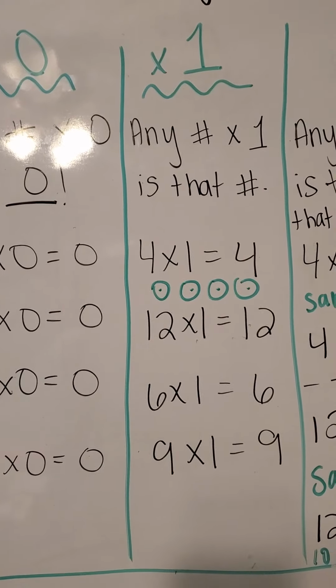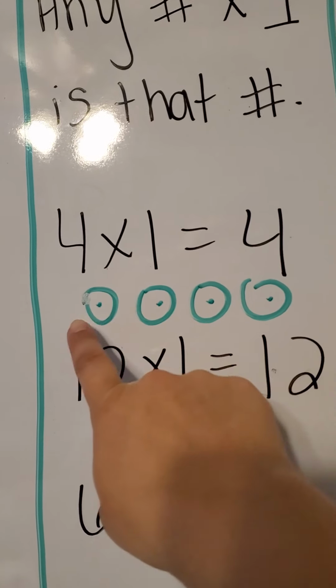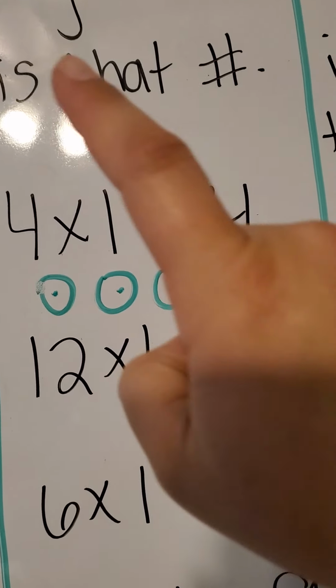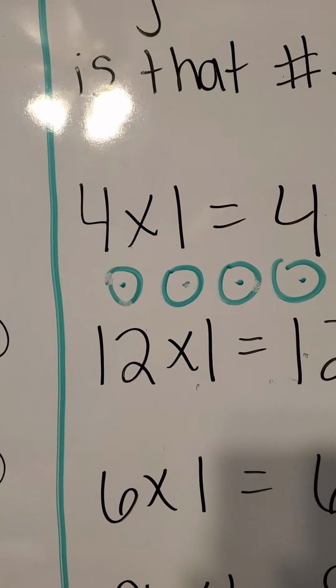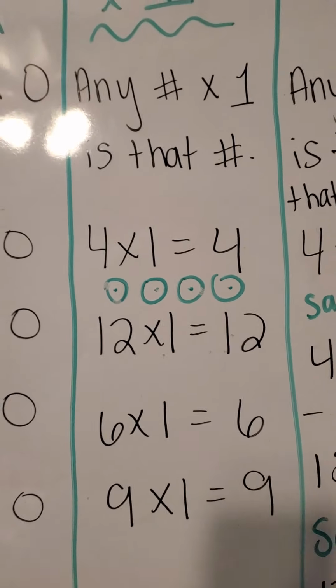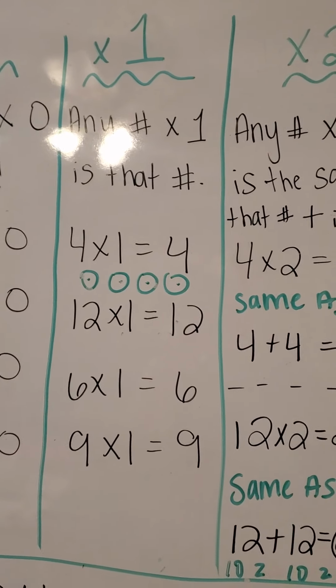Okay, any number times 1 is that number. So again, we're making those equal groups. So this is 4 equal groups of 1. So I had 4 circles, and each circle had 1 in it. So if I add those up, 1, 2, 3, 4, 4 times 1 is 4. Any number times 1 is that number.